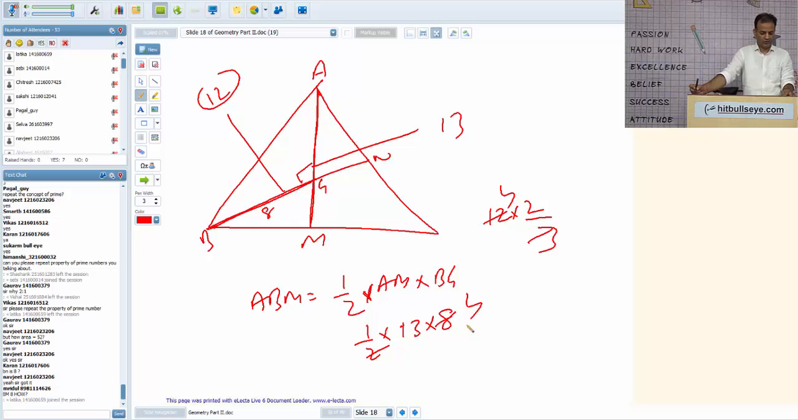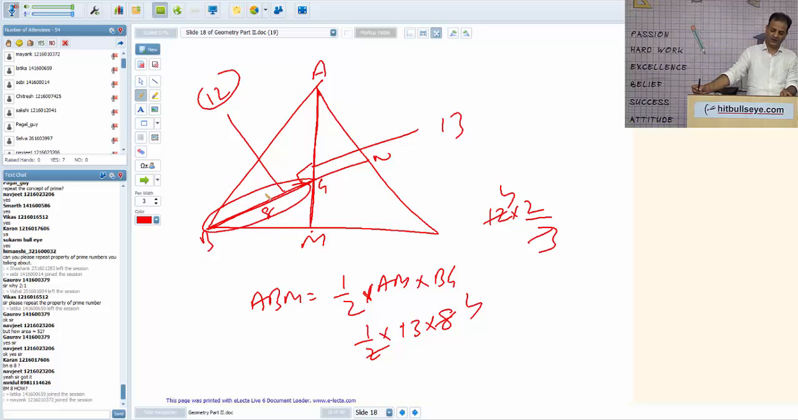Mridul, not BM, BG is 8, BM is not 8. AM is 13, half into base. For this base, BG will be height because this is 90 degree. So half into base into height will be the area. Just go through property of median, friends. Centroid, median, then you can know. Now move to next question.